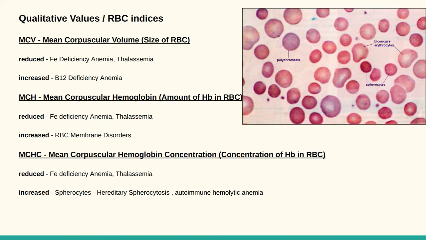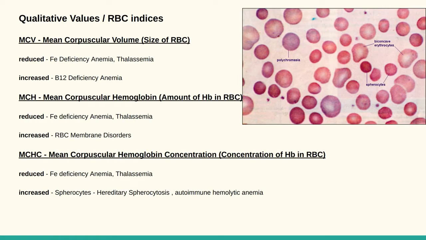Qualitative values are also known as RBC indices. There are three main values: the MCV, the MCH, and the MCHC. The MCV is the mean corpuscular volume. This is basically the size or the volume of an RBC. The MCH is the mean corpuscular hemoglobin, so basically, this is the amount of hemoglobin in one RBC. And the mean corpuscular hemoglobin concentration is the concentration of hemoglobin in RBC.